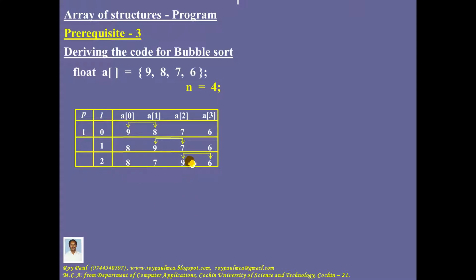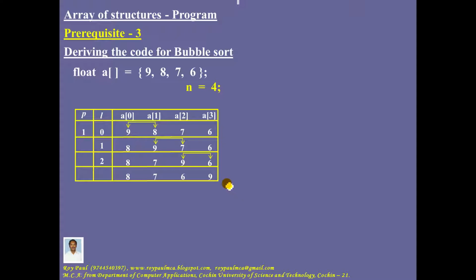Now for ascending order, the question to be asked is, if the left element is greater than the right element, swap. Yes, it is greater, so you have to swap. The elements are swapped. You can see 6 came here and 9 came here. And for the time being, the remaining elements have no change. So 8 and 7 are in their respective positions.